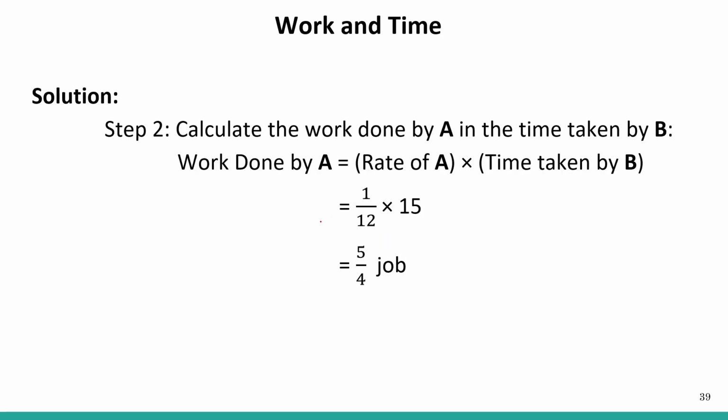Calculating the total work done by A in the time taken by B: work done by A is equal to rate of A into time. So what is it equal to? Rate of A into time taken by B. So 1 by 12 into 15 is 5 by 4 job.